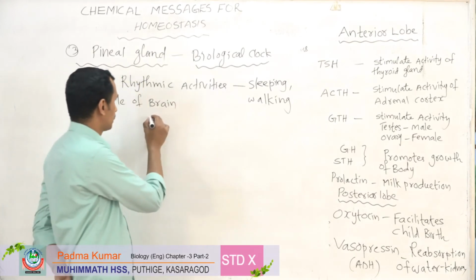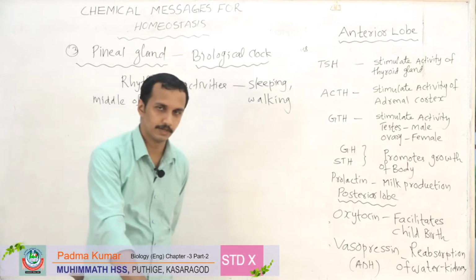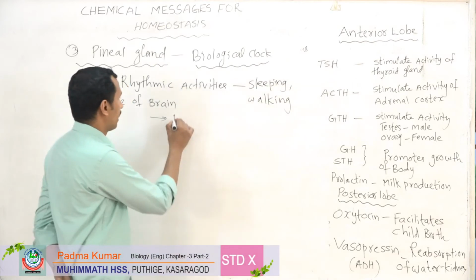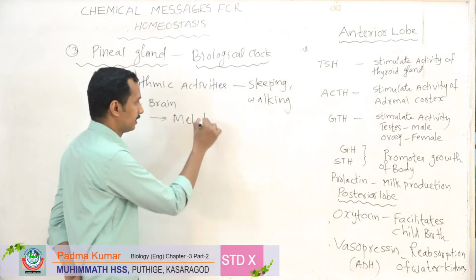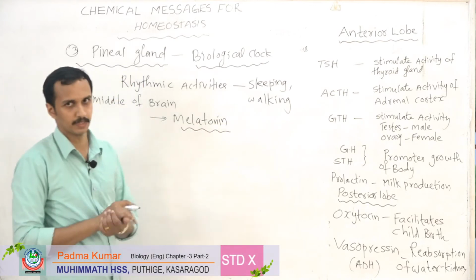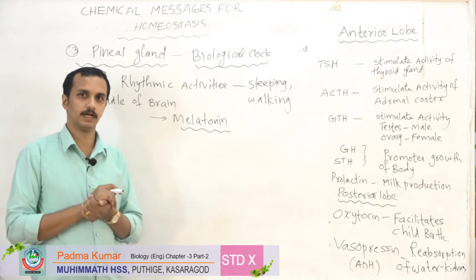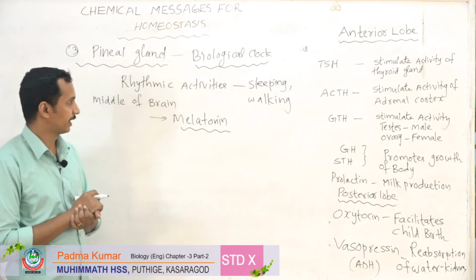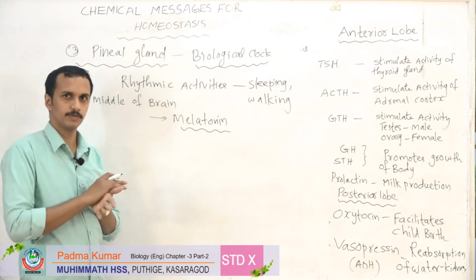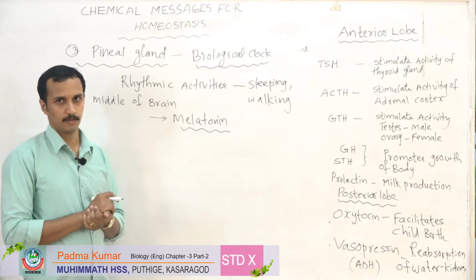So it secretes a hormone. Pineal gland is also an endocrine gland. It secretes a hormone that is called melatonin. What is it? A hormone known as melatonin. It is an endocrine gland. Where is it present? It is present in the middle of our brain. It is associated with some routine activities or rhythmic activities. It secretes a hormone known as melatonin.